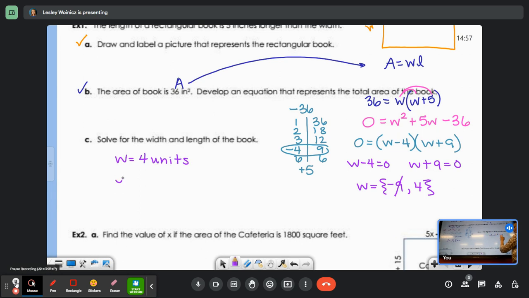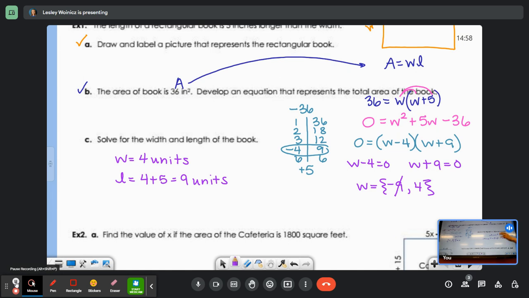Okay, does anybody remember how to find the length? 4 plus 5, we just add 5, which is? Woo, good recovery. 9 units.